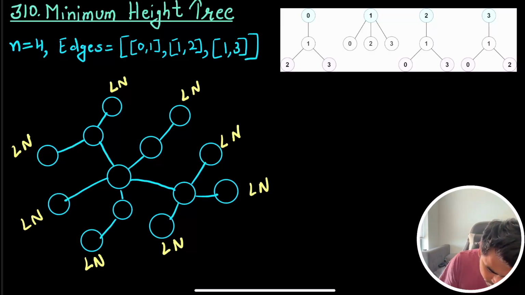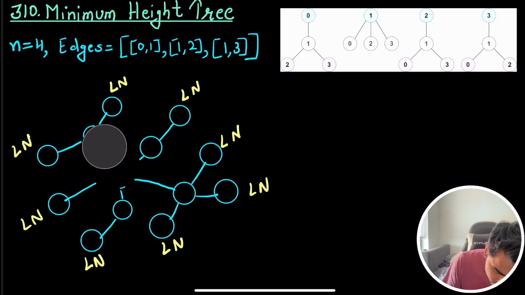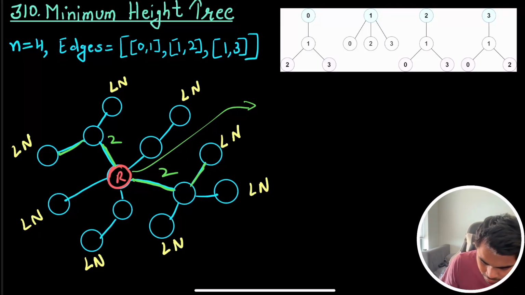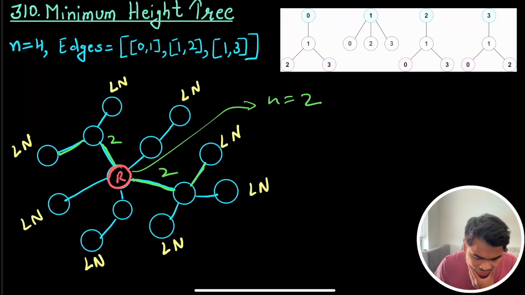Let's say I choose this node as my root, then what is the height possible? If I try to reach the leaf nodes from here, this gives me 2, then this gives me 2. So this gives me 2 here and 2 here. So the height would be 2. If choosing this one as root, height would be 2. Can you see any more height? If I try to explore this one, that also gives me 2. So the height here would be 2.